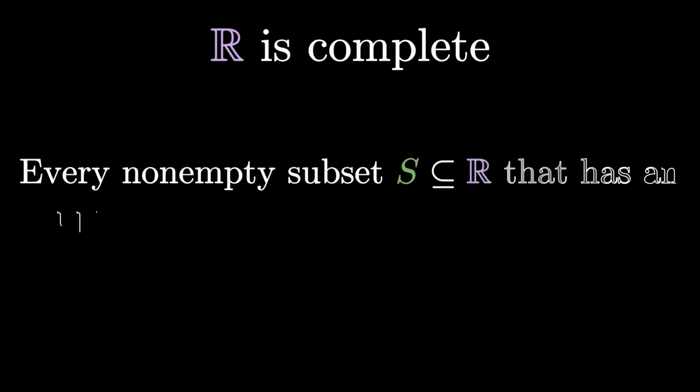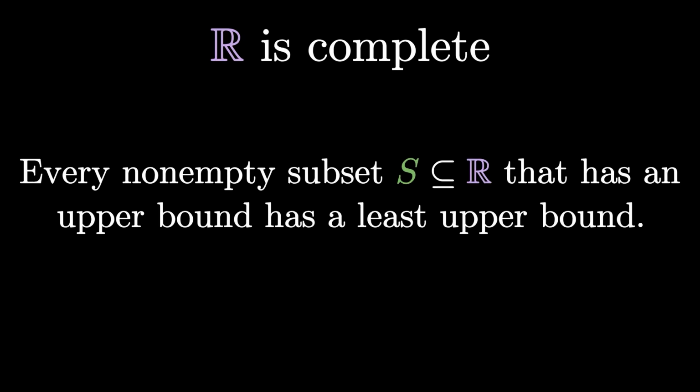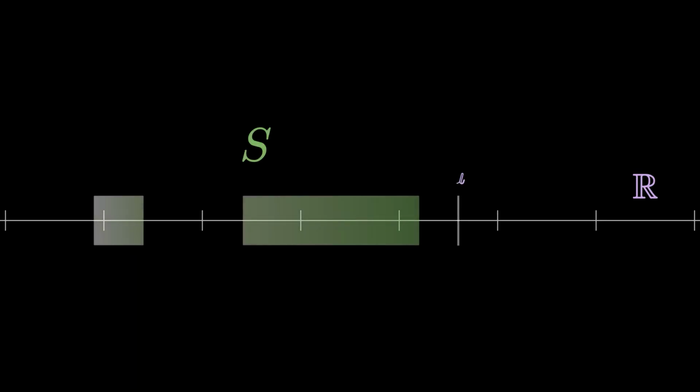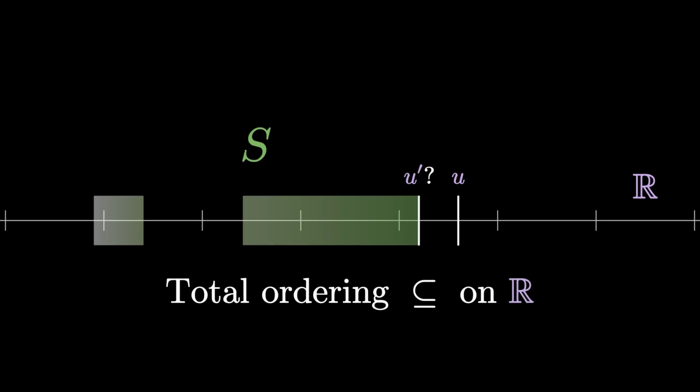Finally, we can show that this set is complete with respect to our ordering. As a reminder, this means every subset of R with an upper bound has a least upper bound. Here's the idea. Suppose you had a subset S of the real numbers with some upper bound U. We want to show that there exists a least upper bound U prime. Now we have our total ordering defined by the subset relation, so by definition, an upper bound U of this set S satisfies alpha is a subset of U for all alpha in S.